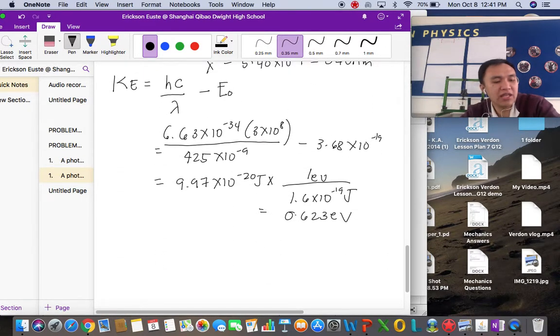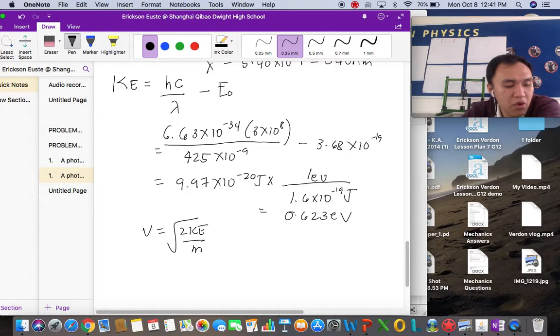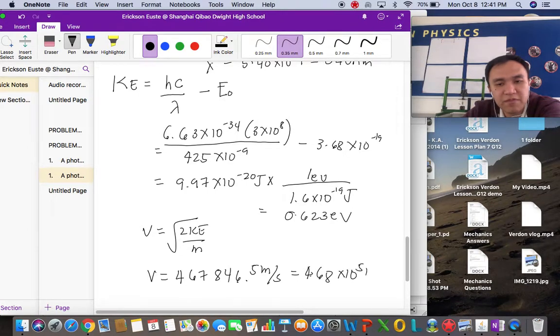There is another question: calculate the speed of this electron. With that, we need to use the energy in joules, not in eV, because that's the SI unit for kinetic energy. So I will have v is equal to the square root of 2 KE over m. With that, I can have v, which is equal to 467,846.5 meters per second, or it's just going to be equal to 4.68 times 10 to the 5th meters per second, and that is the speed of the ejected electron.